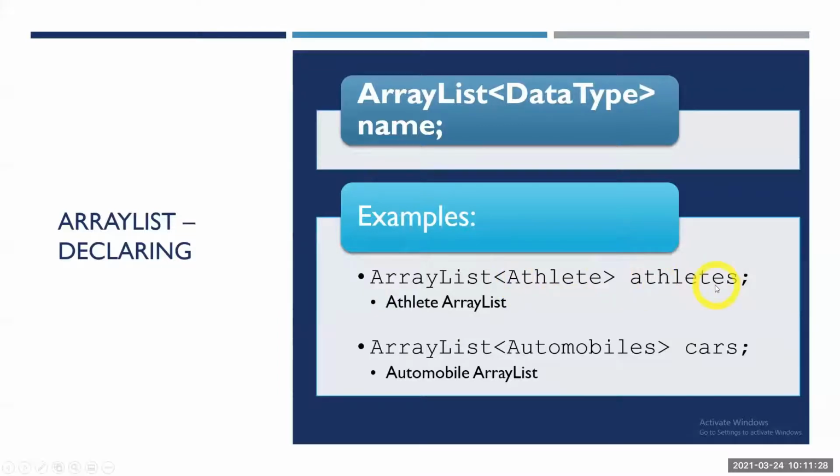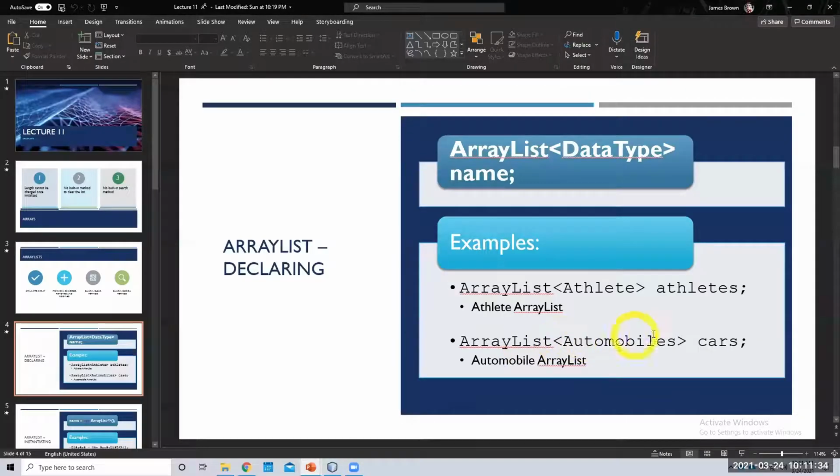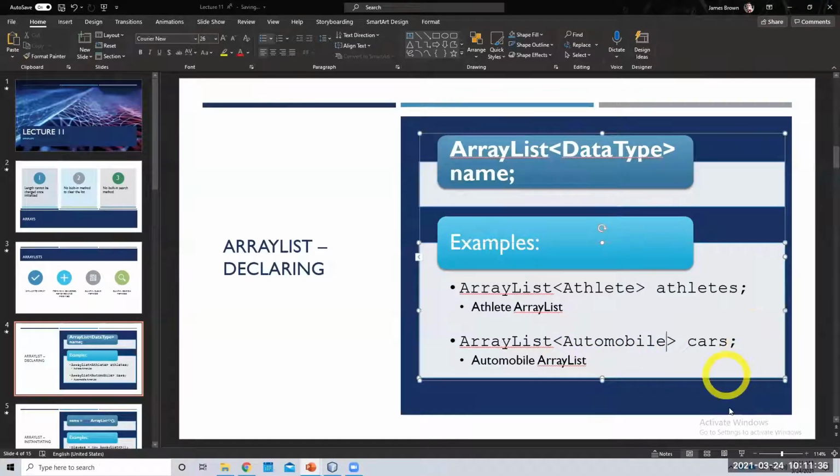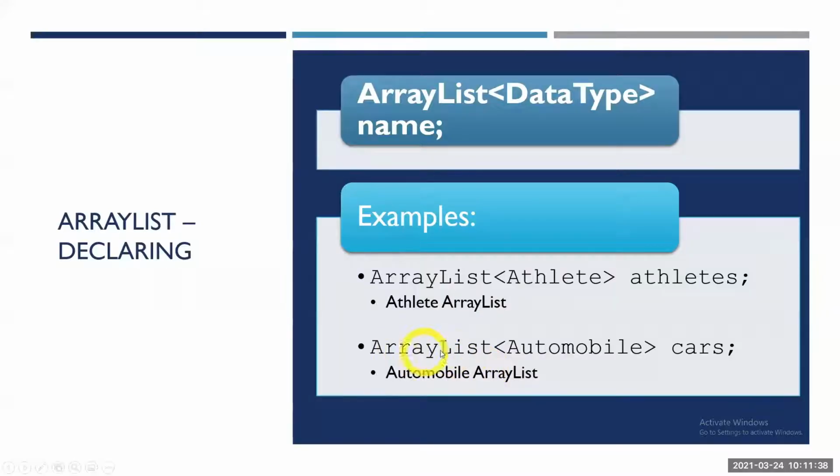And then whatever I want to name it, so athletes. Same thing with automobiles. So this actually should say Automobile, no S. So ArrayList Automobile cars. All right, I'm creating an array list of automobiles. So now I can add automobile objects to this array list.